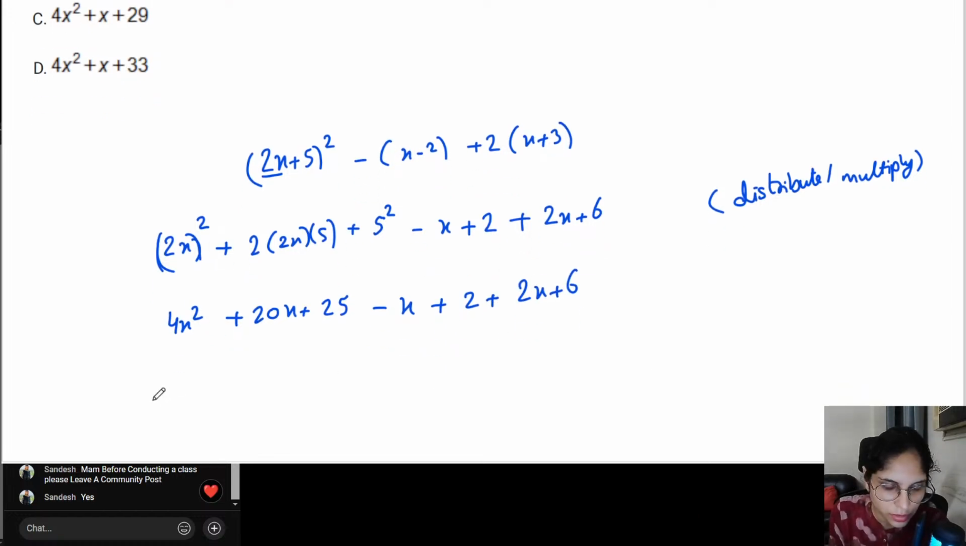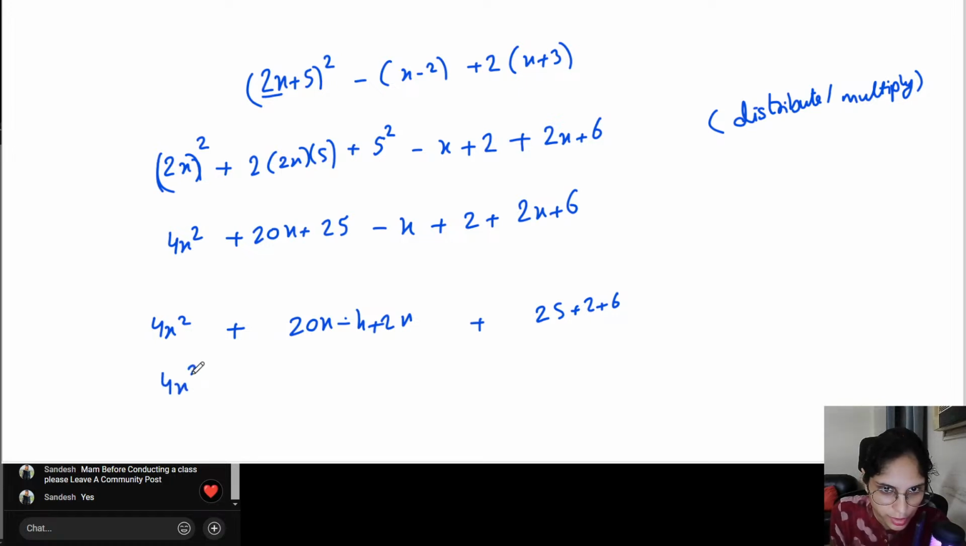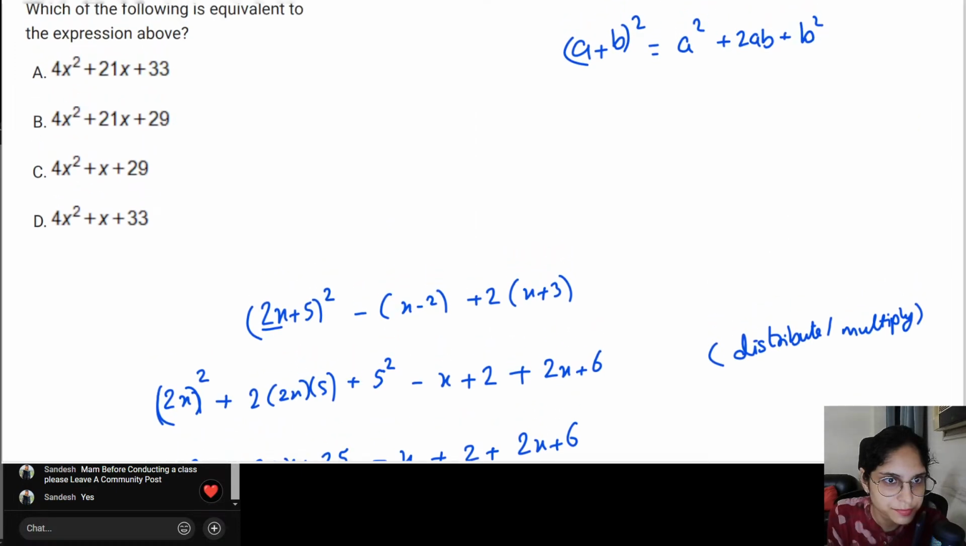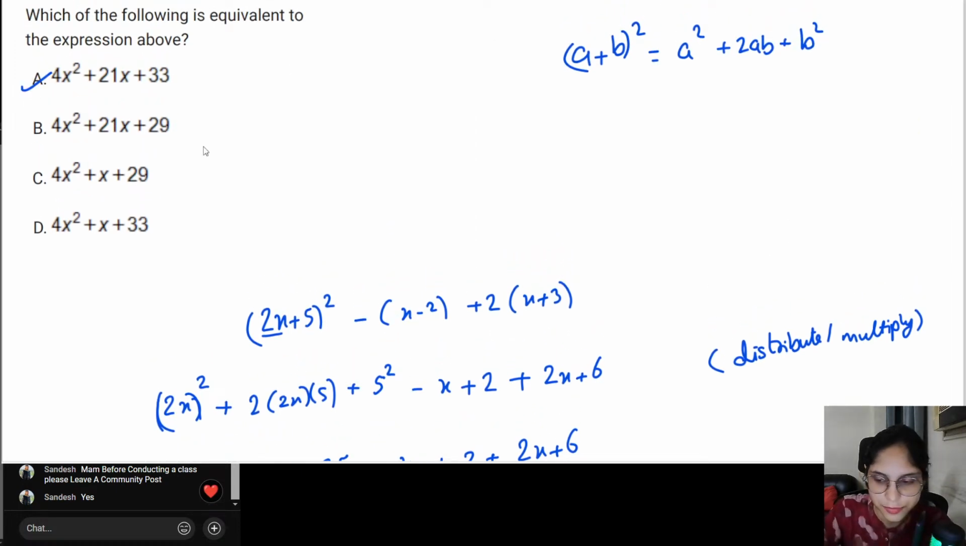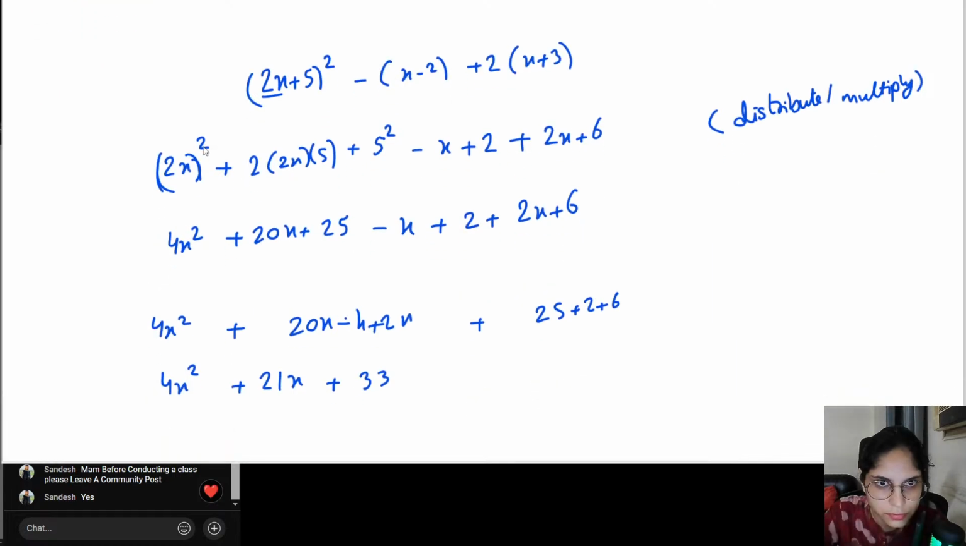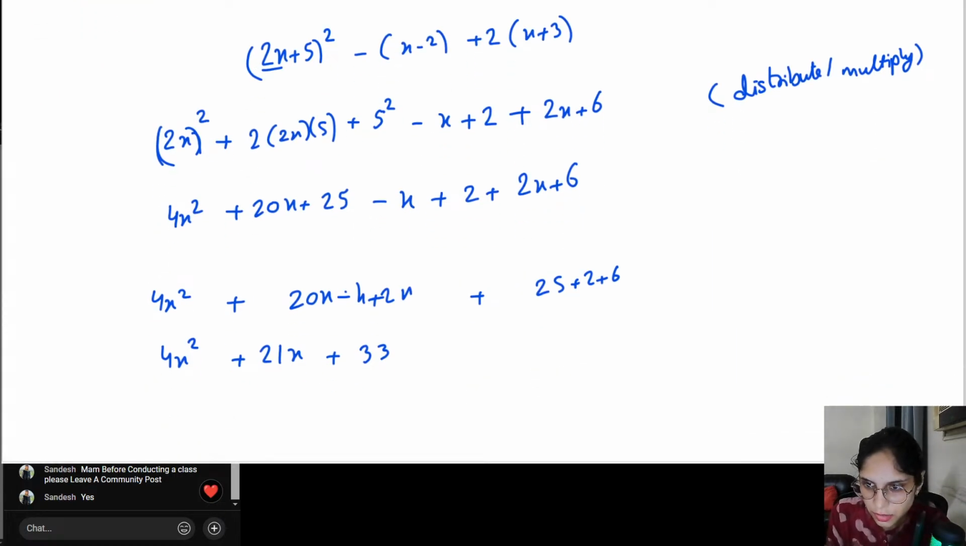Now the like terms. There's only one x squared term. For x, there's 20x minus x plus 2x. For constants, it's 25 plus 2 plus 6. Write a plus sign in between. So this is 4x squared. 20 minus 1 is 19. 19 plus 2 is 21. 6 plus 2 is 8. 25 plus 8 is 33. 4x squared plus 21x plus 33. This is our answer. So just remember, we are distributing.